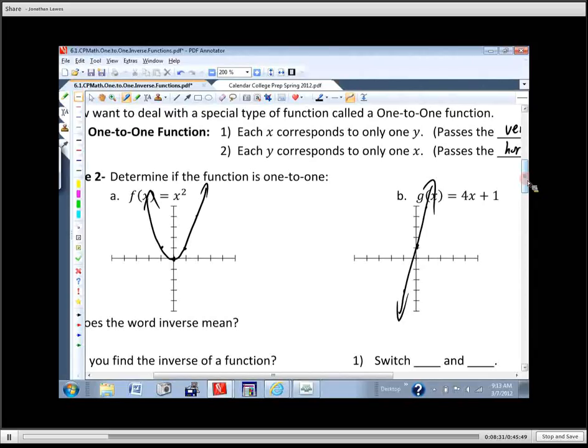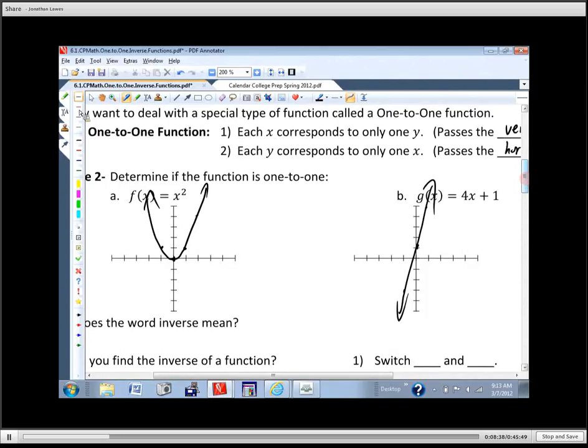Are they both functions? Yes. How can you tell? They pass the vertical line test. So if I take any vertical line and draw it, it only intersects each one of those graphs in one place. Okay, so each one of these is a function. Okay, are they a one-to-one function? Are both of them one-to-one functions? Nope. Which one's not?